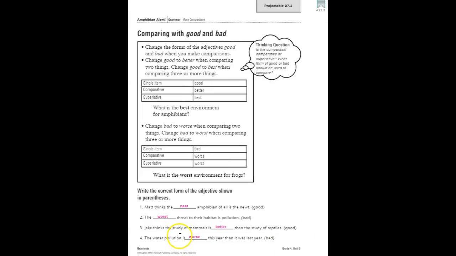How'd you do? Check your answer. Jake thinks the study of mammals is better than the study of reptiles. This is comparative, just two things. And the water pollution is worse this year than it was last year. We're just comparing the 2 years. Now let's take a look at comparing with adverbs.